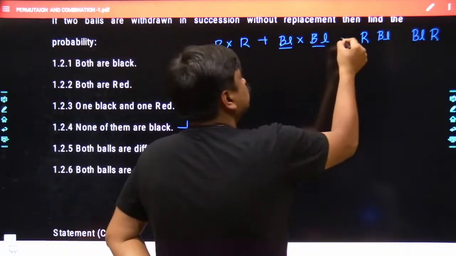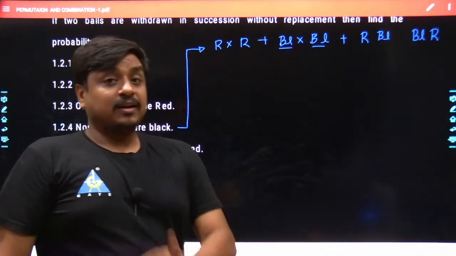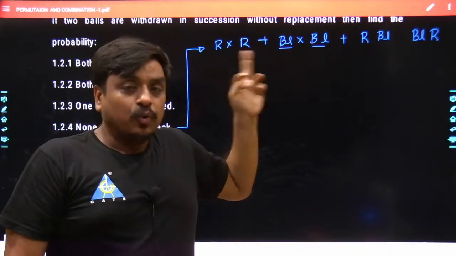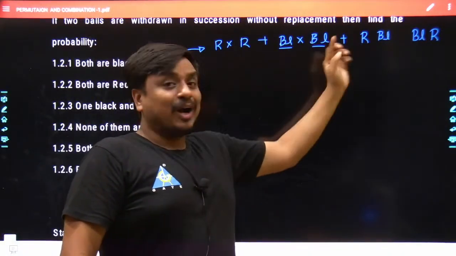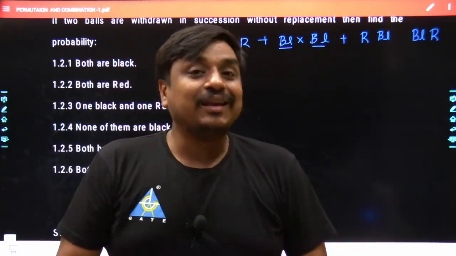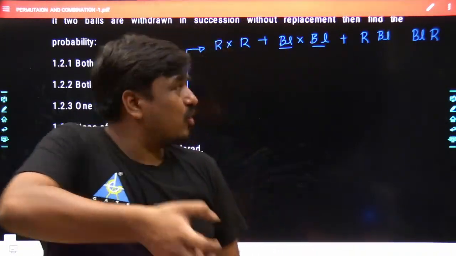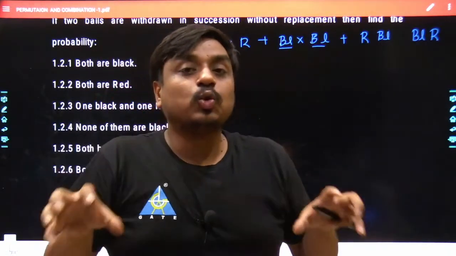Or, I want alternatively one to be red and one to be black. Here, make it clear, the sequence would be taken as two different outcomes. The first is red and black or black and red. Why? Because both of the balls are not taken together. They have been taken one after another. So whether you have withdrawn the blue first or the red first, they make two different scenarios.